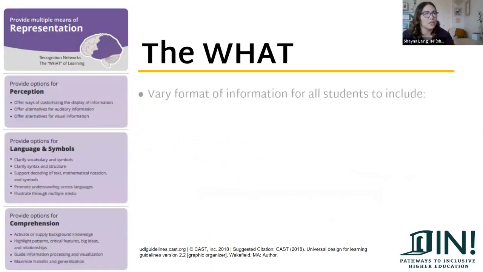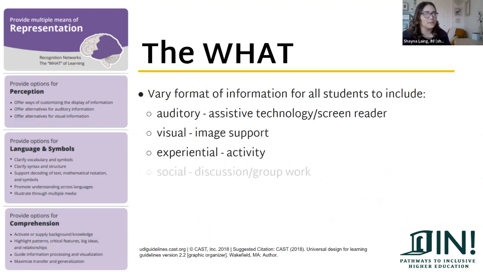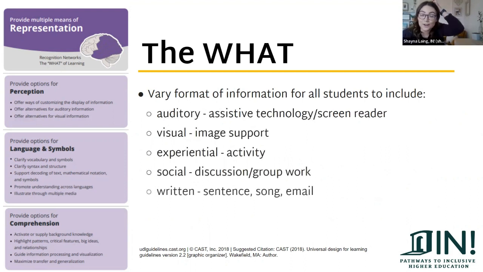And then a lot of the changes that actually happen is this what. So how you're actually presenting, or what you're actually presenting. So there's a call to vary the format of information for all students. So some examples, and these are not the only ways that students learn. These are not the only categories of learners, but some really common ones are auditory, visual, experiential, social, and written.